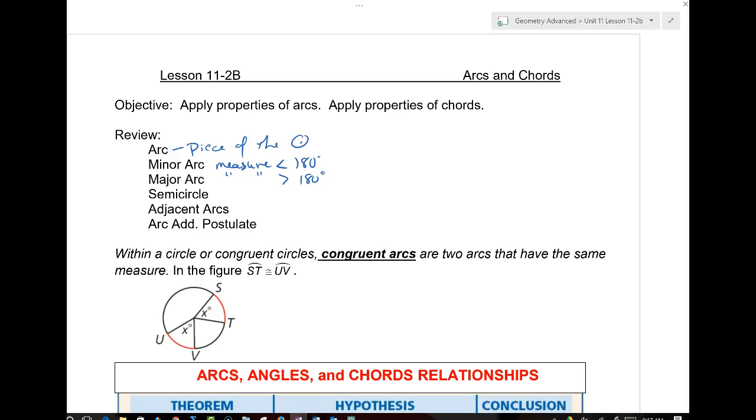All right, what about semicircle? It's half of a circle, a great way of describing it, or it equals what? 180, exactly.